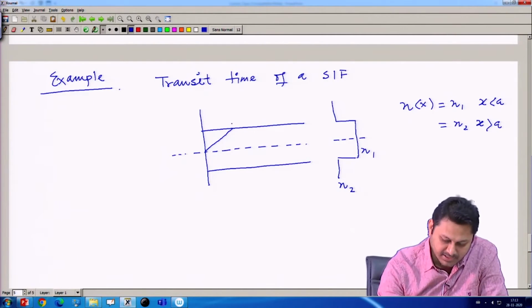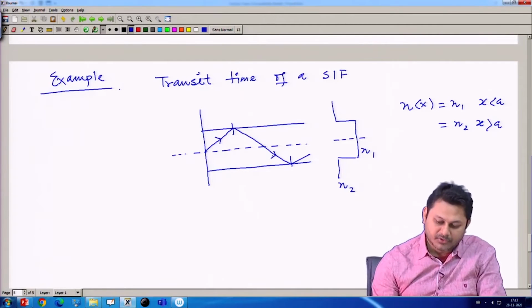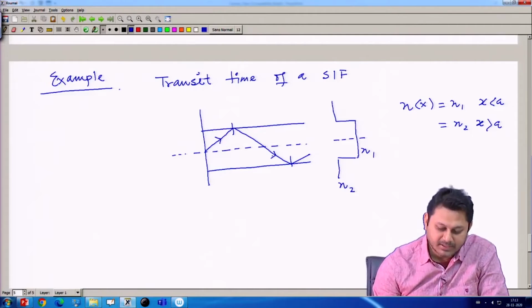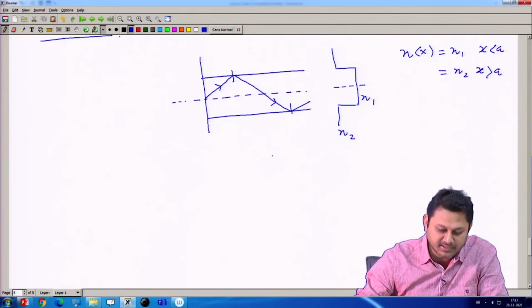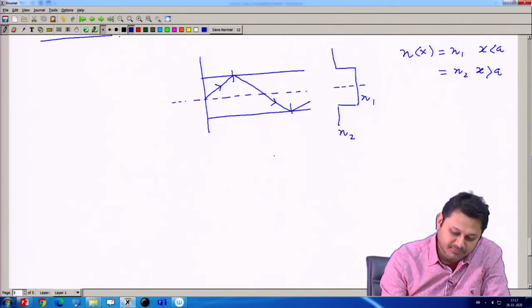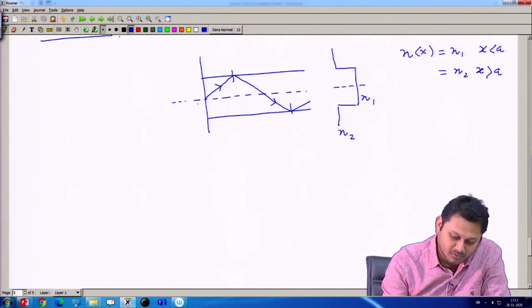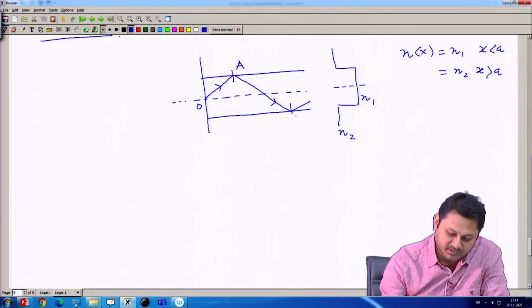So, what happens if I launch a light here? It should hit here and then have a total internal reflection and hit here and so on, because for step index fiber the ray will follow a straight line path. So, it is just following a straight line path. Now, I am going to calculate my transit time. That means, if this is O, this is A. So, suppose this is B.